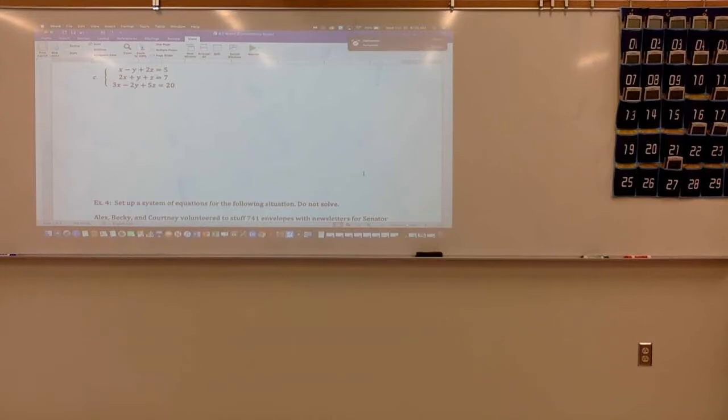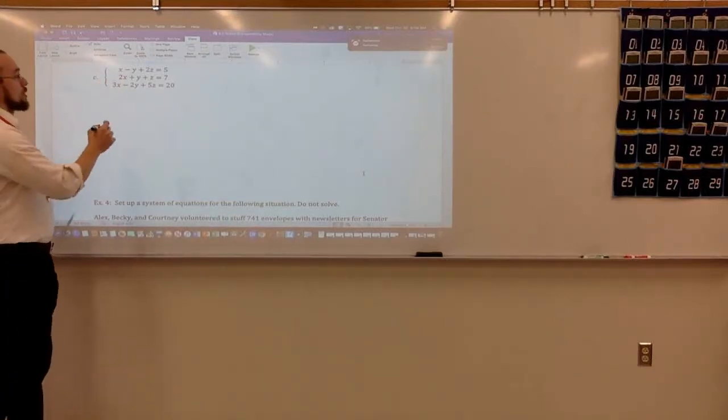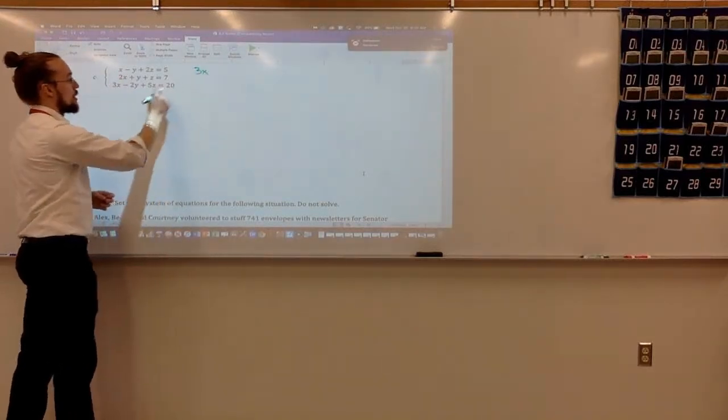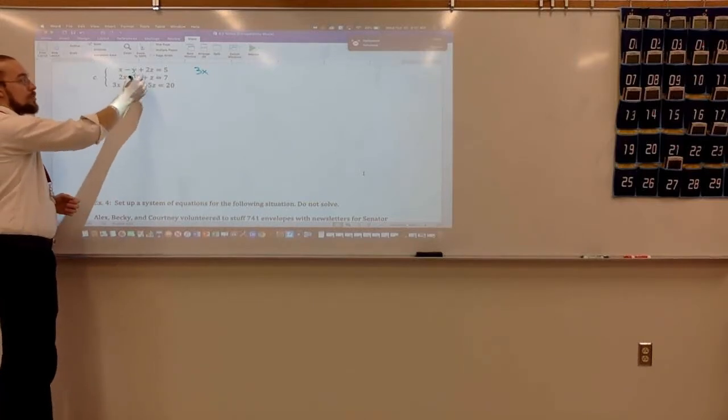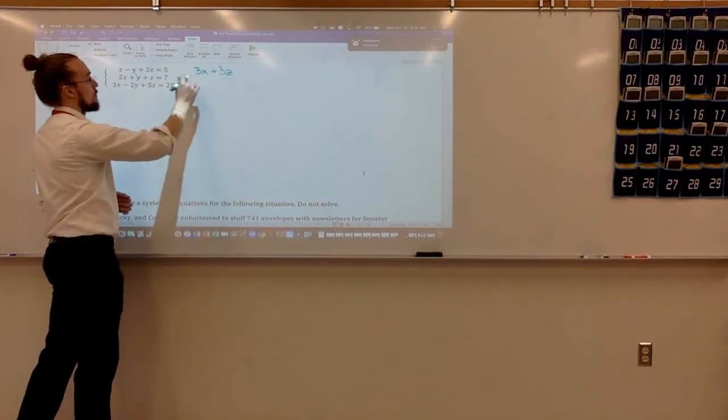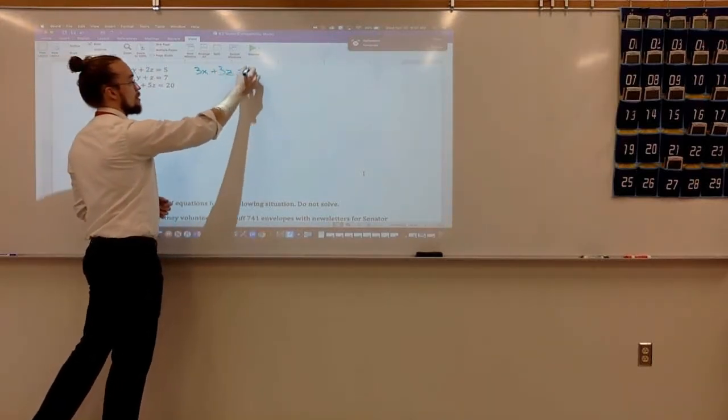So let's do one more. Let's go through the same process here. I want to try to eliminate one variable. So if I look at my first two equations and I add those together as is, the y's would cancel. So let's use those first two. If I add those together, x and 2x would get me 3x. The y's would cancel. 2z and z would be 3z. And then 5 and 7 would be 12.